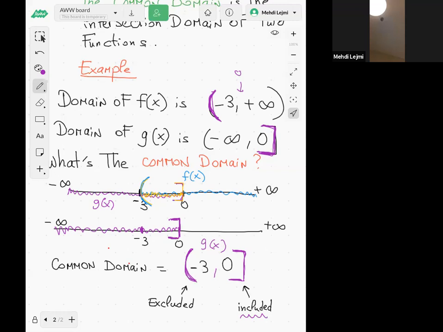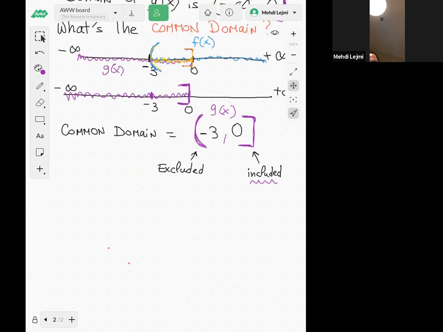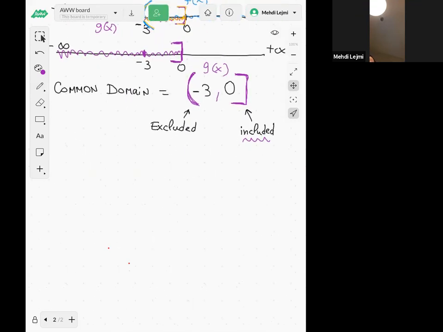Is there any other question about the common domain or the intersection domain? All right, sometimes it's not always obvious, guys. Sometimes you really need to draw your number line and try to see what the intersection between the two intervals will be. Anyway, once you know what a common domain is, then we are good to go, and I can say what the domain of f plus g is.